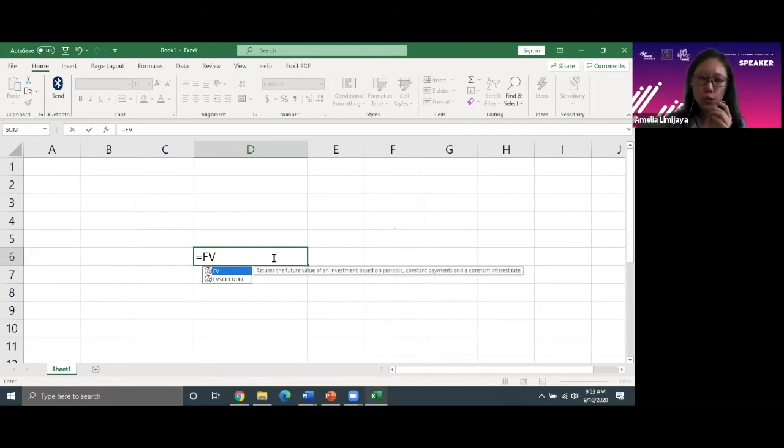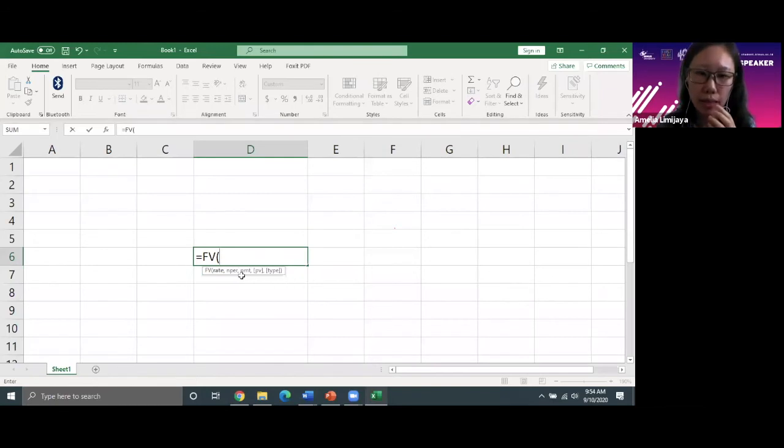Yeah, so you could see here in Excel, it returns the future value. Just to make sure that you're typing in the correct formula, FV. Okay. And I'll open my bracket there. And Excel will guide you into what variables you have to input. What should I input first?